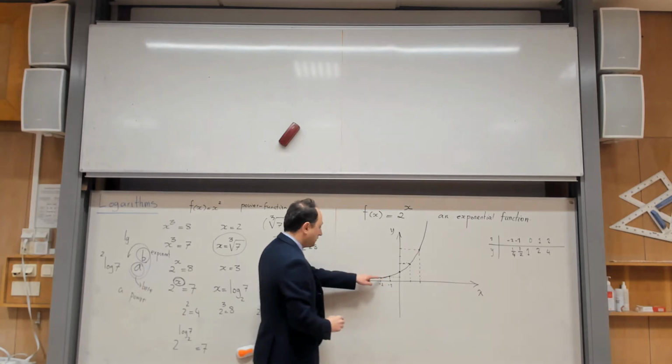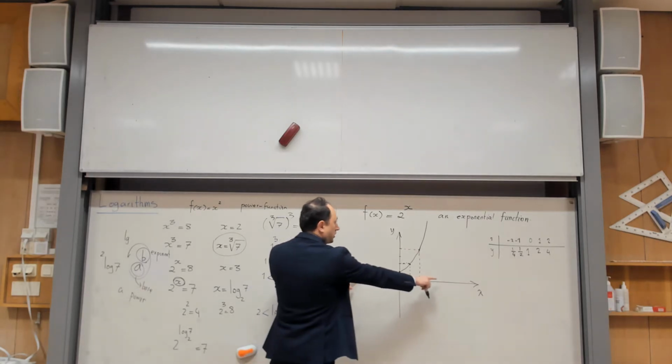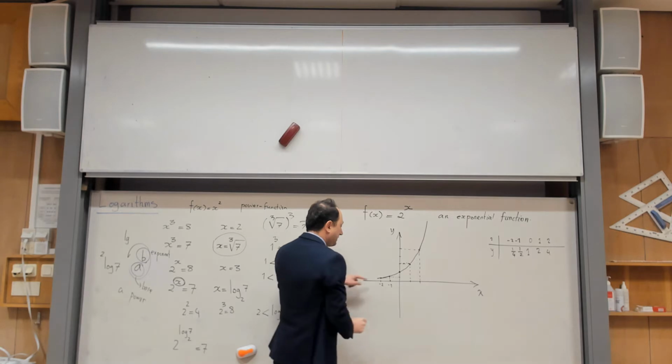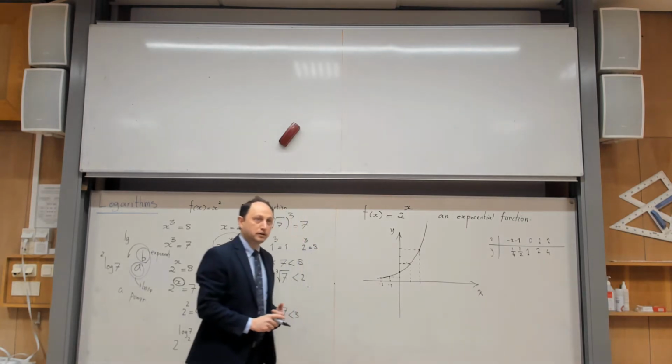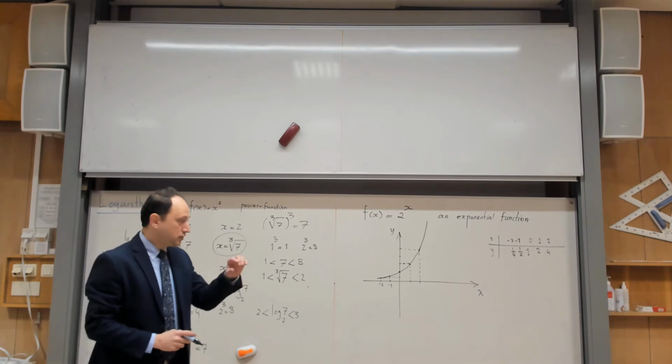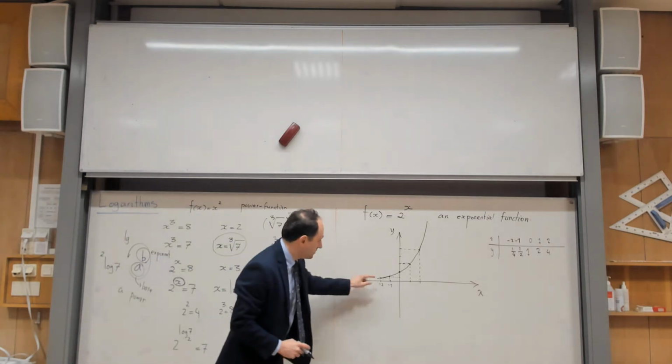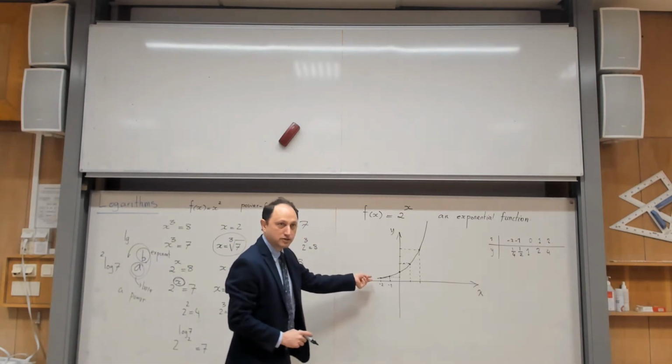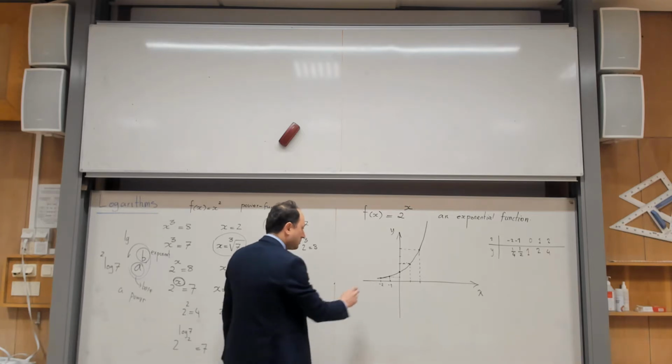So what do you expect will happen here? When I go to the right, it increases rapidly. When I go to the left, what is happening? Yes? It's decreasing rapidly. It's decreasing and decreasing. So this distance between the graph and the x-axis shrinks. Yes? And then it becomes smaller and smaller.